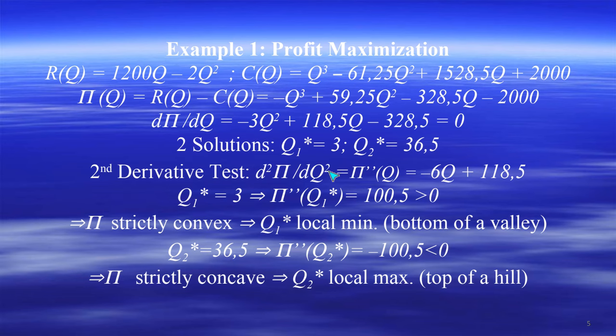All in all, when you sum them up, you obtain minus Q cubed plus 59.25Q squared minus 328.5Q minus 2000. This is our total profit function. What shall we do? We want to maximize it using quantity produced or sold, of course. So we will take the first derivative of this function with respect to Q. What is it? Minus 3Q squared plus 2 times 59.25, which is 118.5Q, minus 328.5, and minus 2000 is a constant, so its derivative is zero. So all in all, we obtain this second degree polynomial as the first derivative of our profit function, and we should equate it to zero.